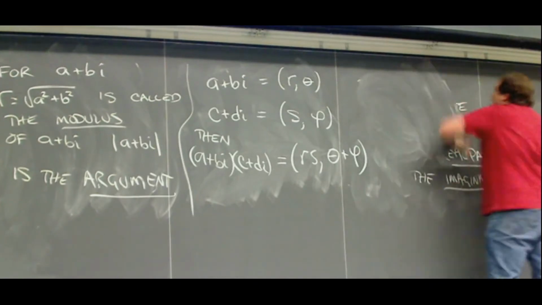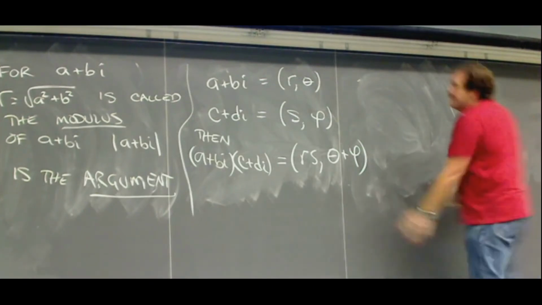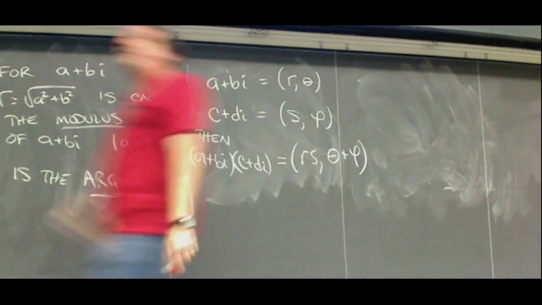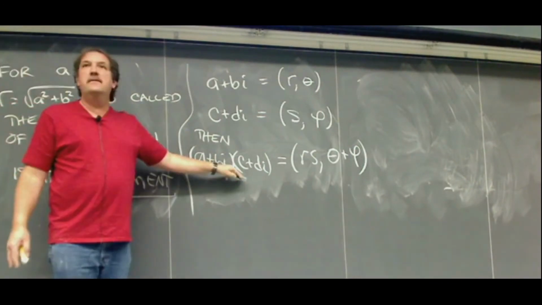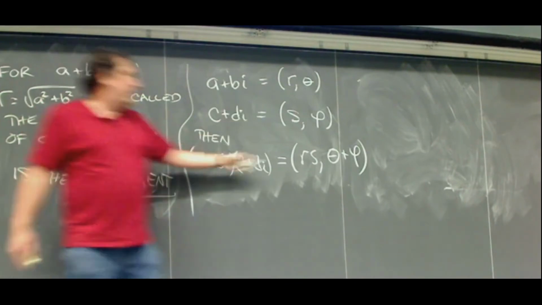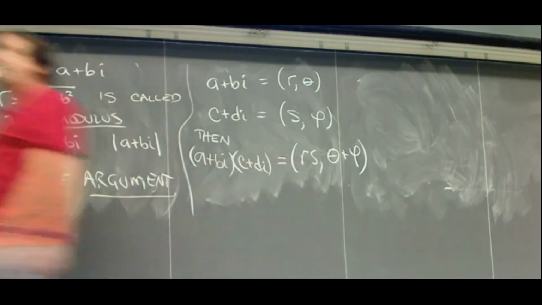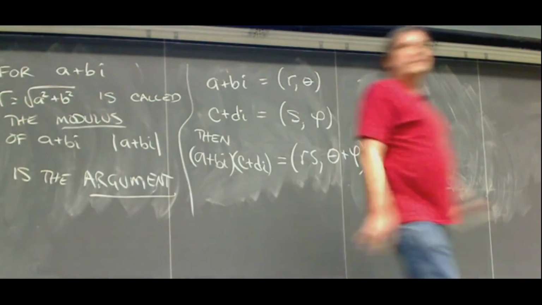And you can check this if you want. I'm not going to do it. You can check this by multiplying this thing out and then converting to polar coordinates and checking that it will work out. You have to use some nasty trig identities and things like that. I'm going to do it in a different way. Is that just a general rule? This is just always true.